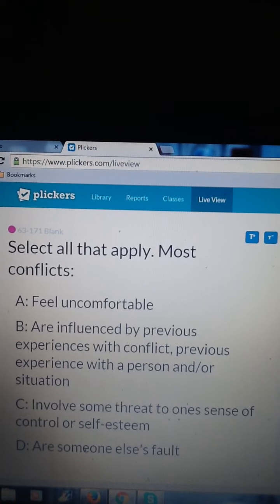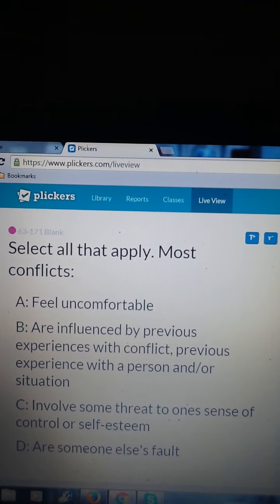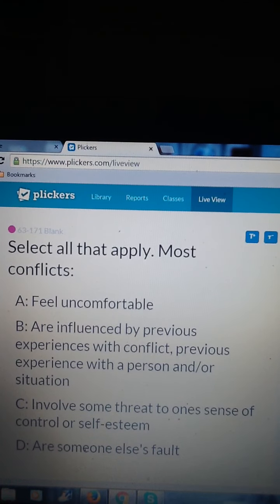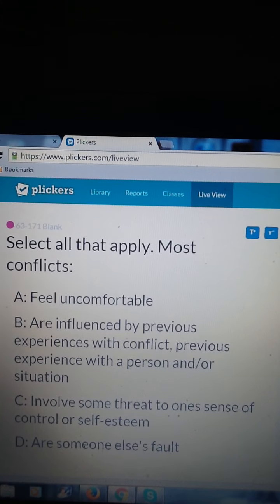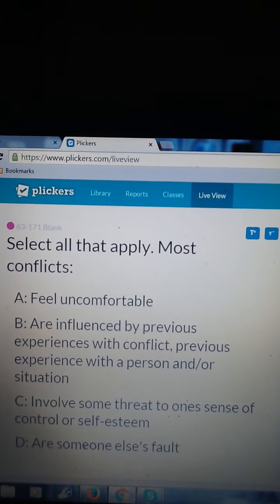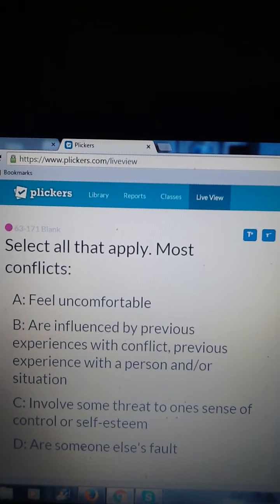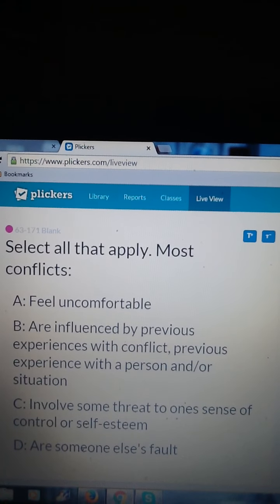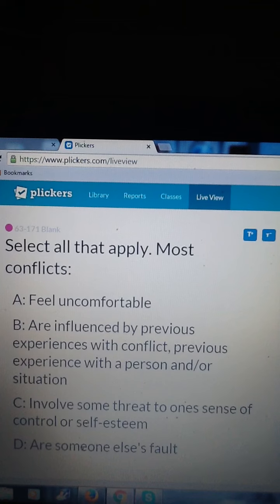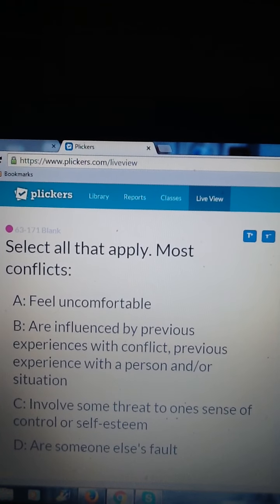Select all that apply. Most conflicts, A, feel uncomfortable, B, are influenced by previous experience with a person or a situation, C, involve some threat to one's sense of control or self-esteem, or D, are someone else's fault. I think I made a mistake when we did this one in class because I missed that it was select all that apply. How you read a select all that apply is you would go to the question, most conflicts, and you would read it like a true or false question. So most conflicts, A, feel uncomfortable. And then you would decide, is that correct?